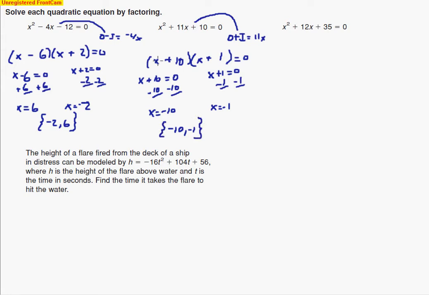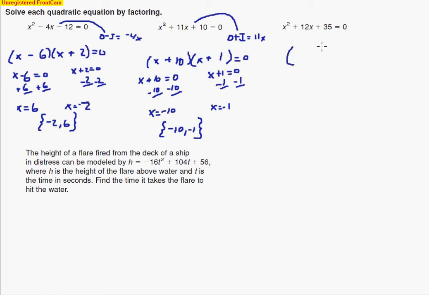See, negative 10 plus 10 equals 0. Negative 10 plus 1 equals negative 9. And 0 times negative 9 does equal 0. So that's why negative 10 works. Negative 1 works because if we put in a negative 1 for x right here, we have negative 1 plus 1 equals 0. And negative 1 plus 10 equals 9. And 9 times 0 does equal 0 as well.